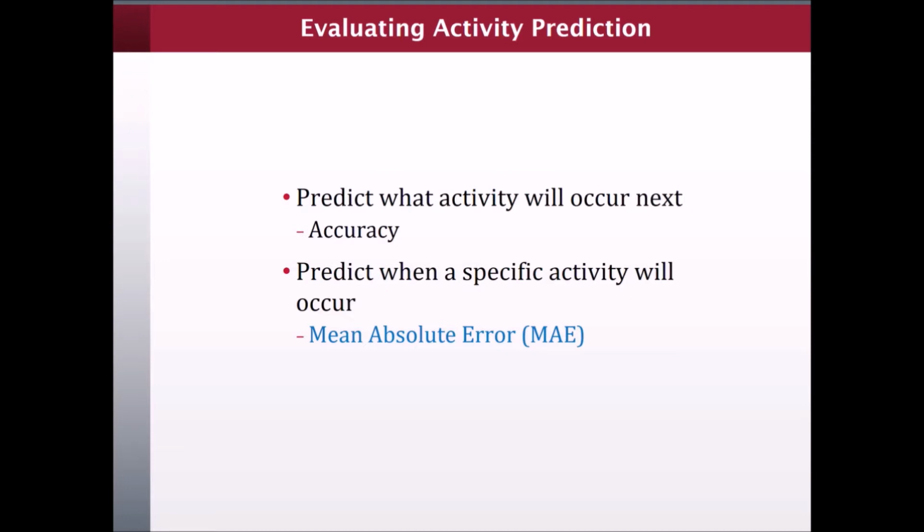In the case of activity forecasting, where we are predicting a delay until a specific activity will occur again, we might want to consider other measures, because while it might not predict the absolute number of minutes correctly, it could be quite close. So another evaluation measure is one like mean absolute error, which is the absolute value of the difference between the predicted time and the actual time.